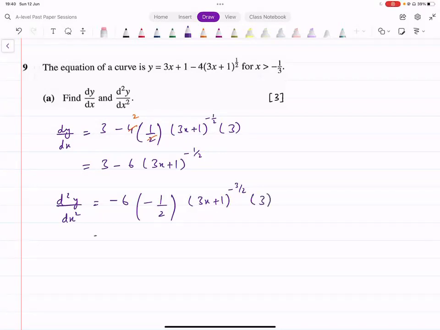Again, we simplify this. And we see what we get from that. 2 and minus 6, 2 and 6, they get cancelled. We have 3 here. We've got 1, 2 negative signs, so it's going to become positive. 3 times 3, that's 9. And we have 9 into (3x plus 1) whole raised to power minus 3 over 2. That's your second derivative. Okay, so that's what we had to do here. We had to find the first derivative and the second derivative.